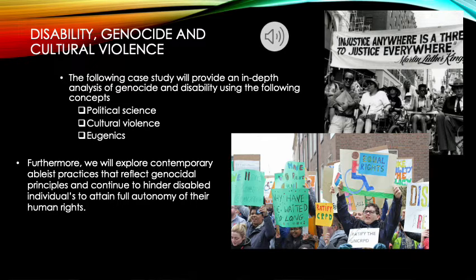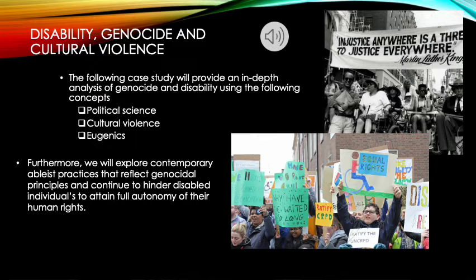The following case study presentation will explore how cultural violence stemming from political ideologies and practices played a key role in the development of genocide among disabled populations in Germany post-World War I and during World War II, and how ableist practices used during this historic atrocity are still employed in contemporary society.